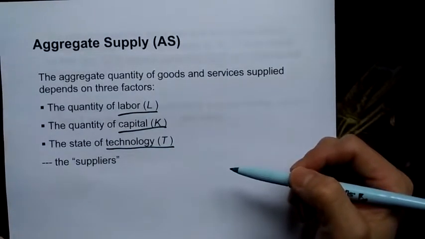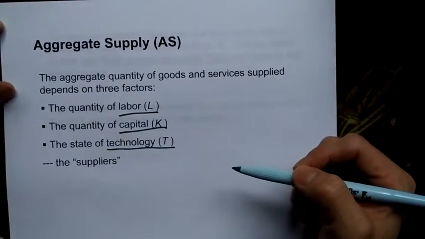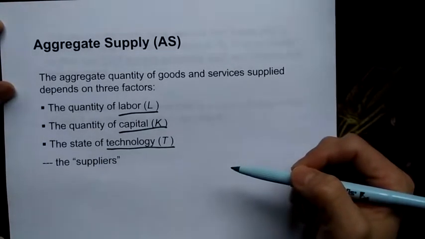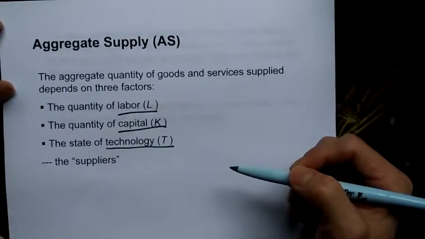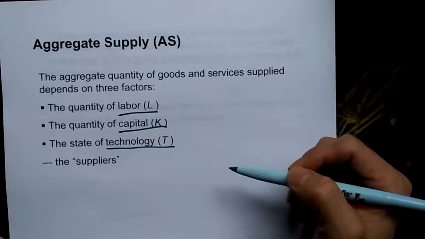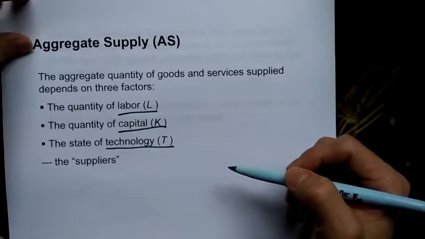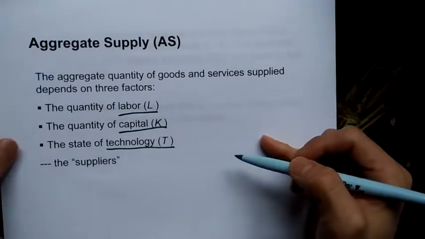Labor, capital, and technology. Remember, in macroeconomics, we distinguish demanders and suppliers based on their behaviors. So the suppliers' behaviors are production. So the aggregate suppliers are production factors, labor, capital, and technology.